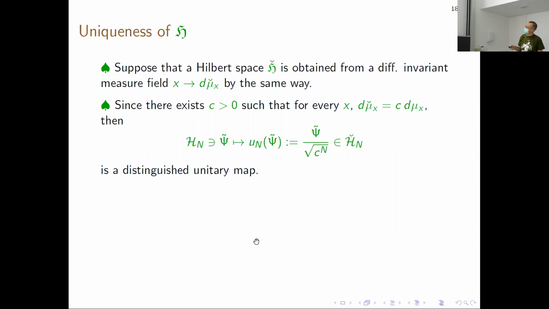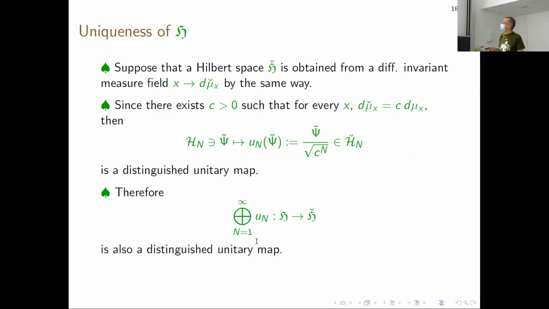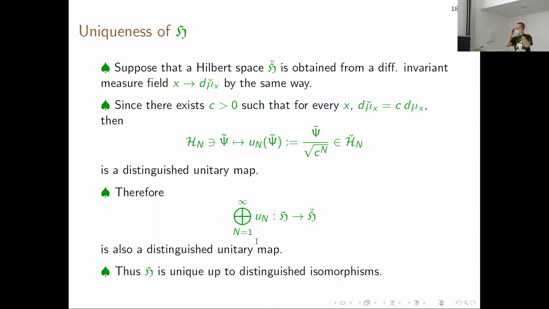So this Hilbert space was used to obtain this H and this to obtain this Hilbert space. So now we can use all these maps to obtain a distinguished unitary map between these two Hilbert spaces. And in this sense, we can say that the space H is unique up to natural or distinguished isomorphism.